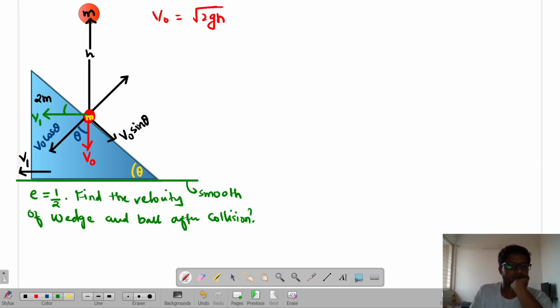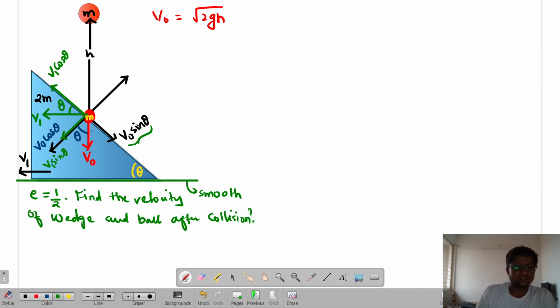So if this angle is theta, this angle will also be theta. So V1 will once again have two components: V1 cos theta and V1 sin theta. Now V naught sin theta and V naught cos theta are the velocities initially.